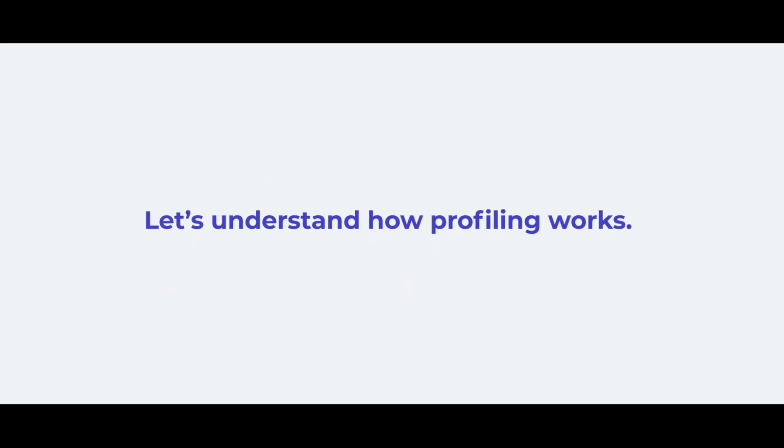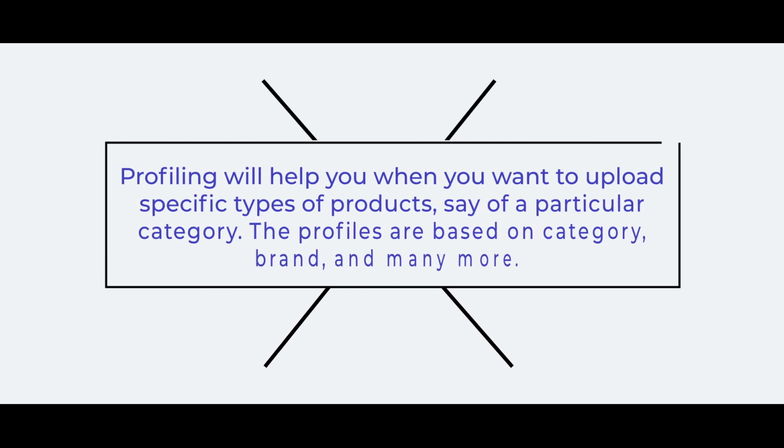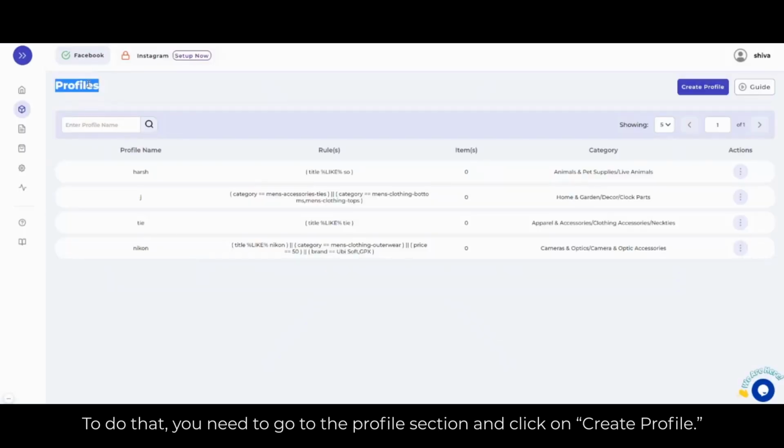Let's understand how profiling works. Profiling will help you when you want to upload specific types of products, say of a particular category. The profiles are based on category, brand, and many more. To do that, you need to go to the profile section and click on Create Profile.